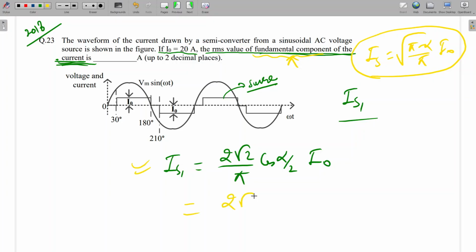So easily we can write 2 root 2 upon pi into cos of alpha by 2. Alpha is 30 degrees, so cos 15 into 20 amp. Can you calculate the value? 2 into root 2 divided by pi into cos 15 into 20. The answer is 17.39 amperes.